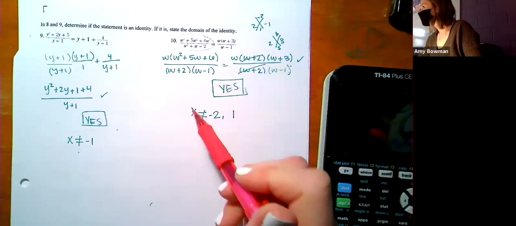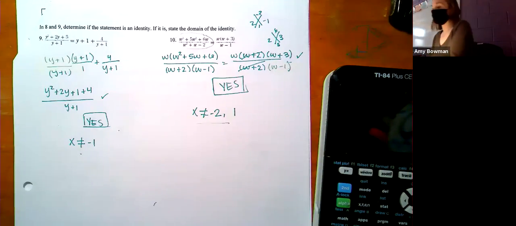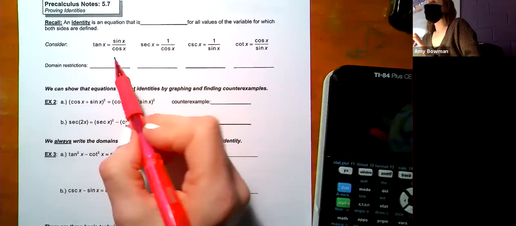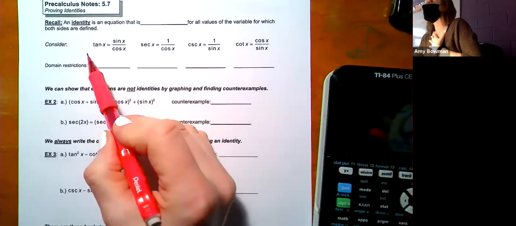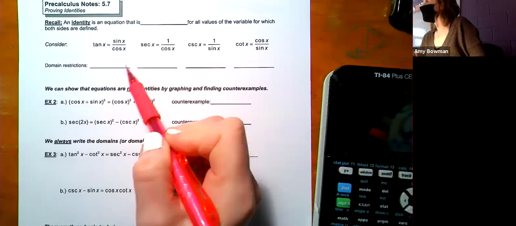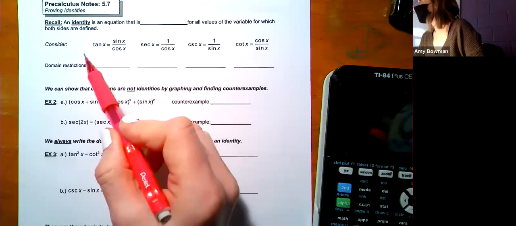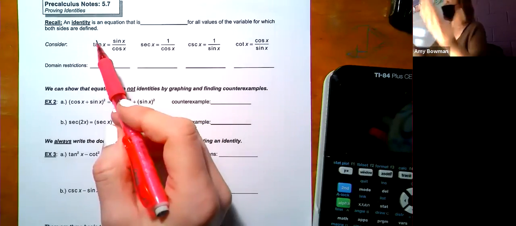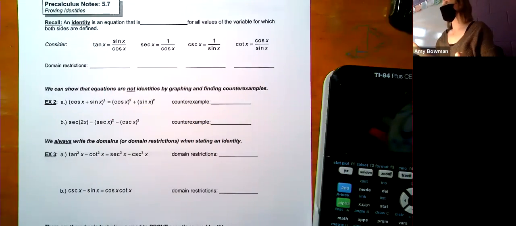Does that make sense? In trig, it's the same exact thing. Proving trig identities is proving, for example, that the tangent of x is the same as sine of x divided by cosine of x. That's an identity. I'm saying one thing equals the other. So proving trig identities is going to be rewriting one side, making it look like the other, to show that they are the same. Okay, so keep that in mind.